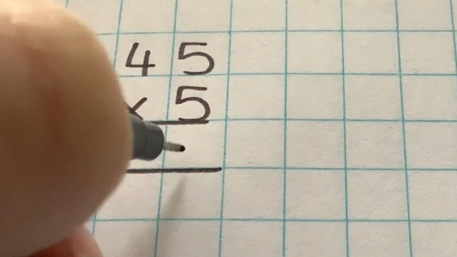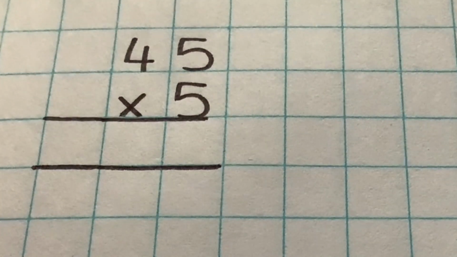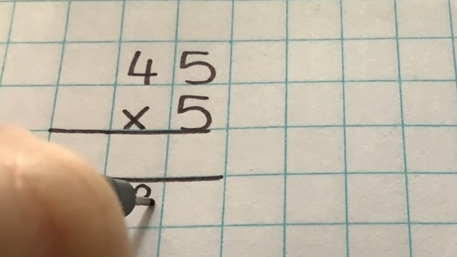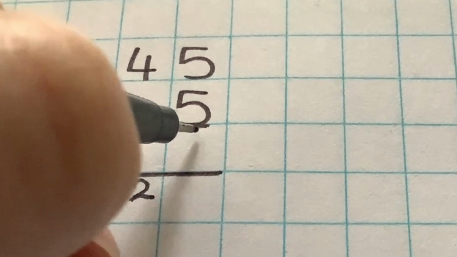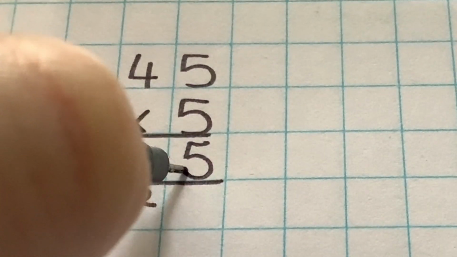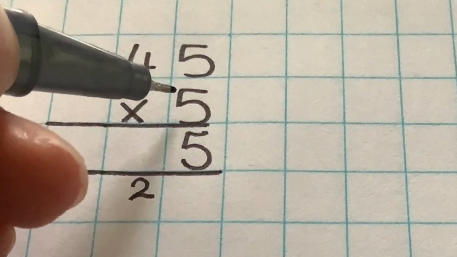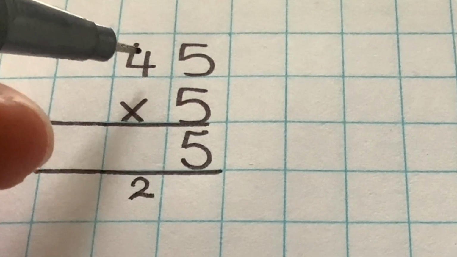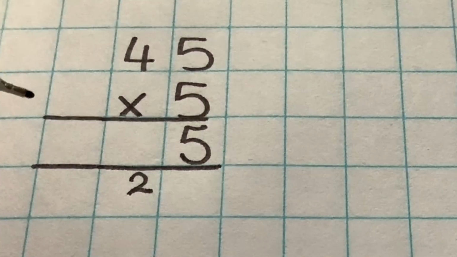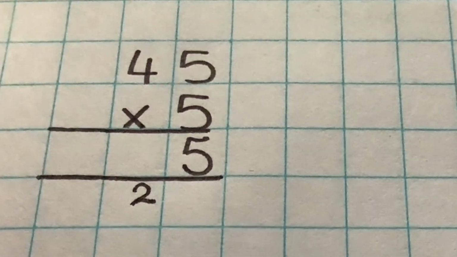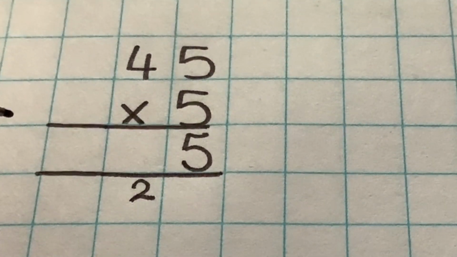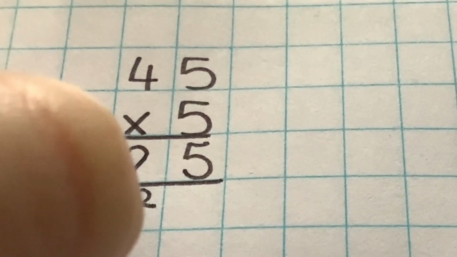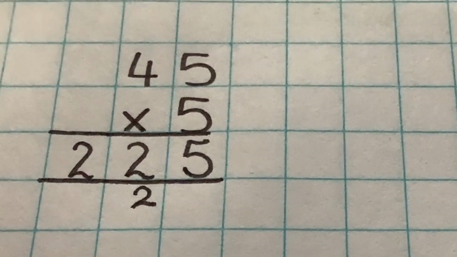Now I cannot squeeze 25 into this box here. 25 is 2 tens and 5 units. So the 2 tens comes to live in the tens column. The 5 units goes into the answer. Okay, I've solved the units. Now I'm going to multiply 5 times 4. 5 times 4 tens. 5 times 4 is 20, but I've got 2 more tens to add on here. 20 add on 2 will be 22. So I put my 22 in the answer and I get 225.